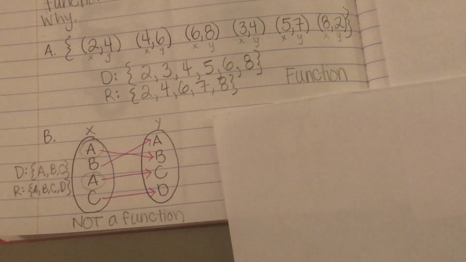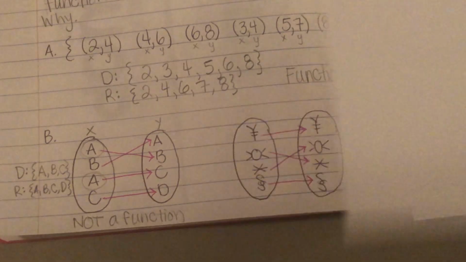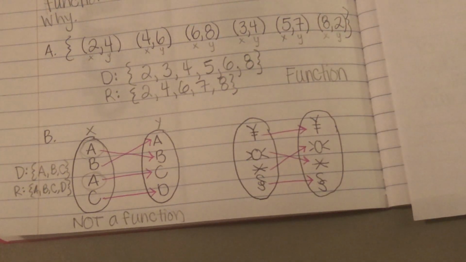Is there a repeat of the x number? Y can repeat all it wants. X cannot. So let's take a look at this one. I'm not going to do the domain and range for this one because I'm running out of space, and there are all these funky symbols, just to show you that a mapping can just be symbols.